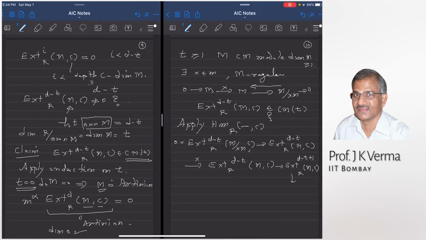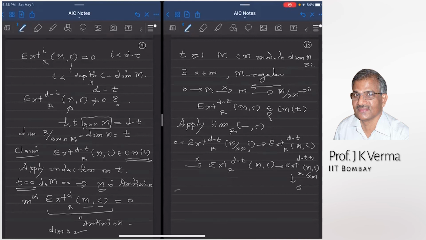Yeah, can you hear me? Sir, after this, everything will be 0. Yeah, that is because this is M mod xM, sorry, and this is i greater than 0. So Ext^{d-t+1}(M, C) is 0. That is the next module. So this is 0. Yes.